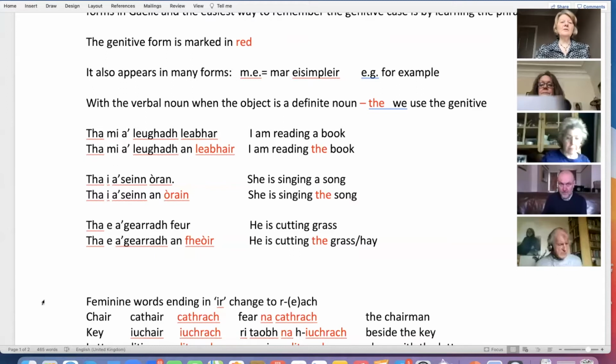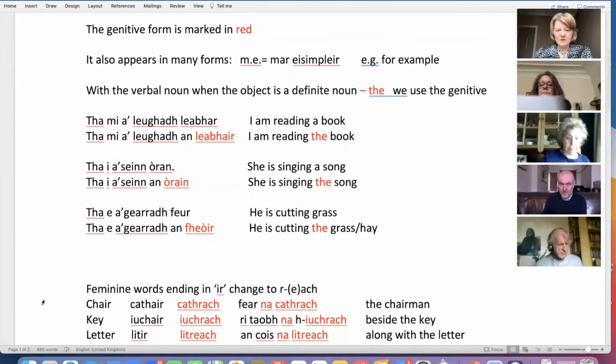So with the verbal noun, when the object has a definite article, we use the genitive case. So ha mi leughadh leabhar, I am reading a book. But if I am reading the book, ha mi leughadh an leabhair. And the sound changes and the I is put into the word leabhar. Ha i seinn orain, she is singing a song. Ha i seinn an orain, the I goes into the O-R-A-N, and then that tells you that it's in the genitive case. She is singing the song.